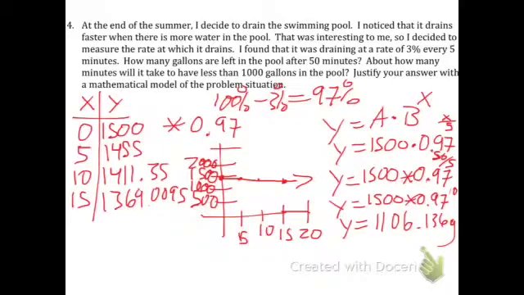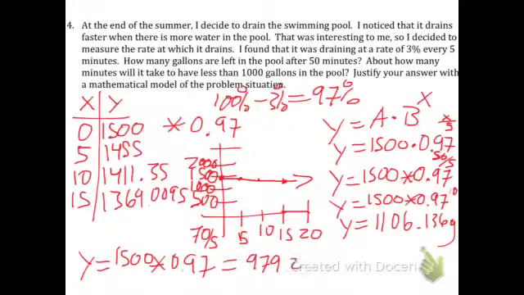Okay, and then the next one, about how many minutes will it take to have less than 1,000 gallons in the pool. Well, if it took 50 minutes to go that far, we probably need to go another 10, maybe 20 minutes. So let's try that out. Plug in an extra 20 minutes, which would be 1,500 times 0.97 to the 70 divided by 5. So do 70 divided by 5, and then you gotta do 0.97 to that power. And then you gotta times it by 1,500. And that actually gets you to 979.25 gallons. So that's a little much.